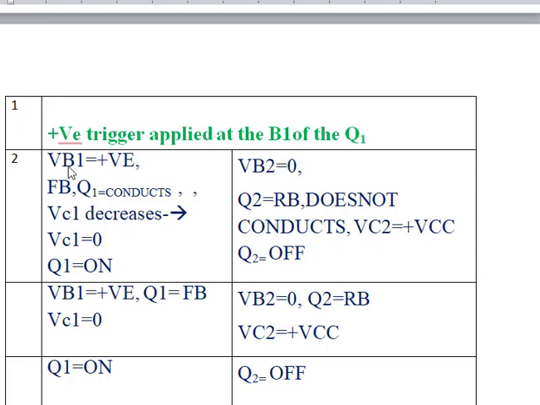Base of the first transistor is positive, so it is forward bias, so it conducts. So collector voltage decreases, it becomes 0, so the first transistor gets on. At the same time, the base of the second transistor is 0, so it is reverse bias, it does not conduct. So the collector voltage Vc2 becomes plus Vcc, so Q2 is in off condition. Now Vb1 is positive, Q1 is forward bias, Vc1 is 0, at the same time Vb2 is 0, Q2 is reverse bias, collector voltage is plus Vcc.